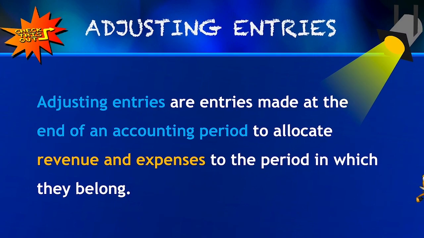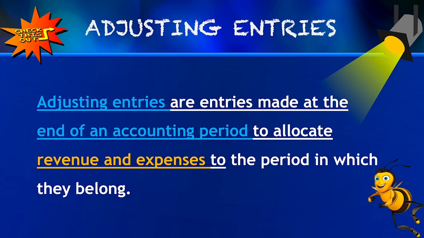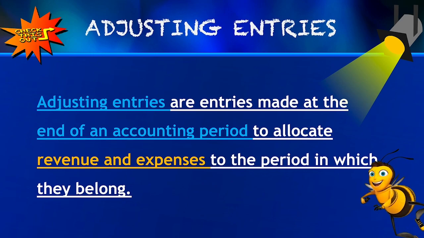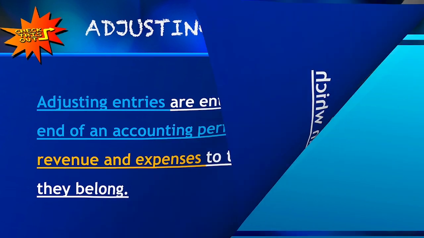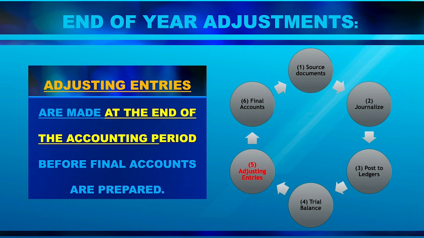Basically, adjusting entries are entries made at the end of an accounting period to allocate revenue and expenses to the period in which they belong. So at the end of the accounting period, we do what is called adjusting entries. Once again, the emphasis is that it is made at the end of the accounting period before the final accounts are prepared.